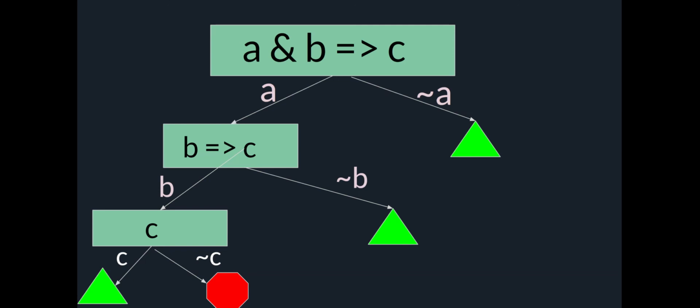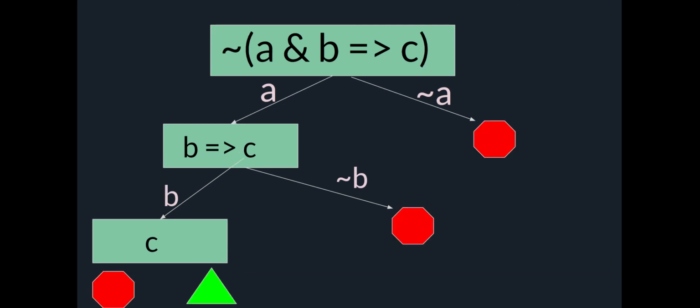Now here, it was relatively easy to find the satisfiability of the problem. What if the problem were the opposite? What if trying to determine the satisfiability of the negation of that sentence? Then there's only one place you could get to, that one green triangle down there at the bottom, that satisfies the overall logical sentence.